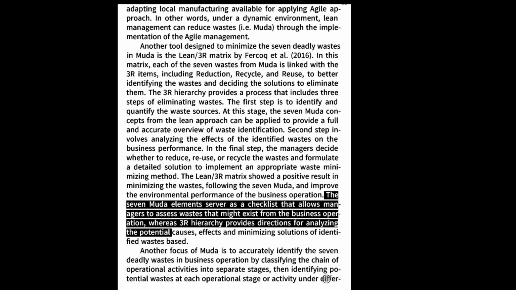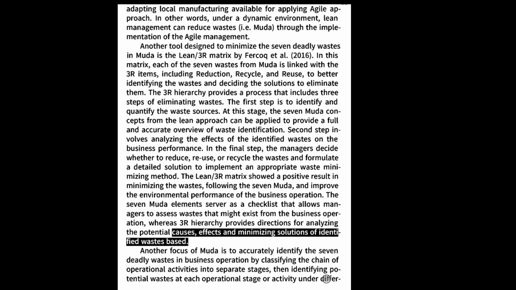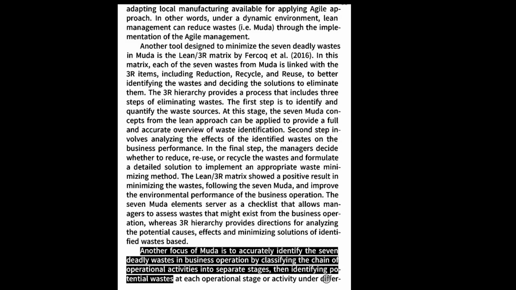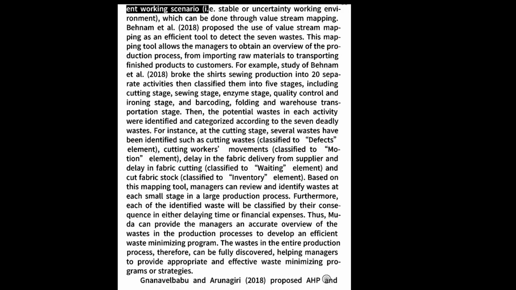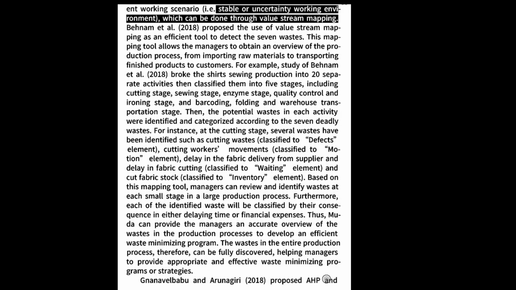The 7 Muda elements serve as a checklist that allows managers to assess wastes that might exist from the business operation, whereas the 3R hierarchy provides directions for analyzing the potential causes, effects and minimizing solutions of identified wastes. Another focus of Muda is to accurately identify the 7 deadly wastes in business operation by classifying the chain of operational activities into separate stages, then identifying potential wastes at each operational stage or activity under different working scenarios, i.e. stable or uncertain working environment, which can be done through value stream mapping.